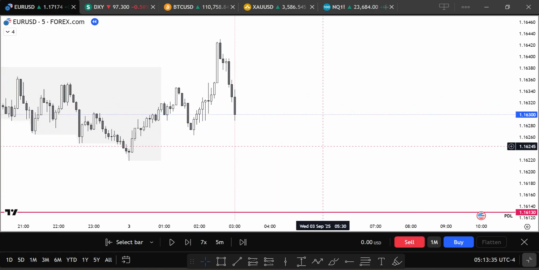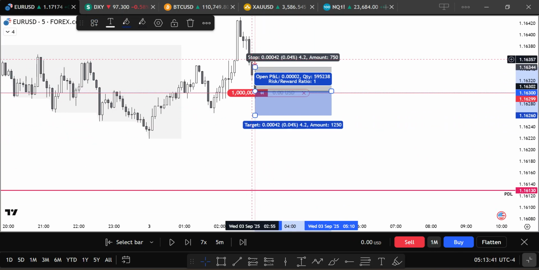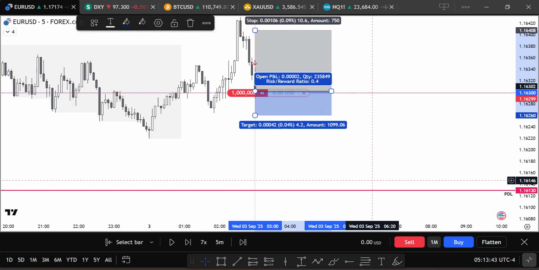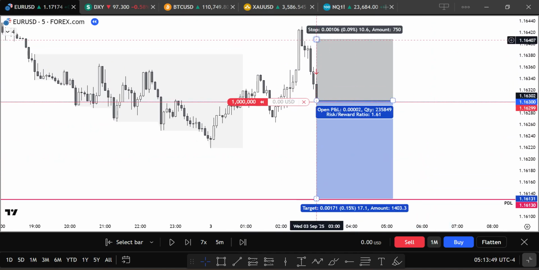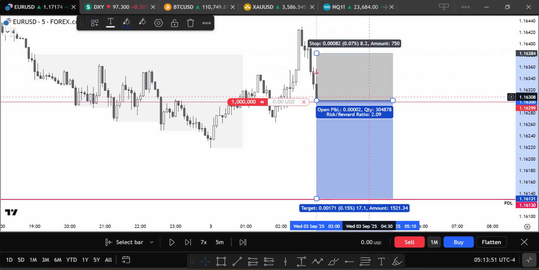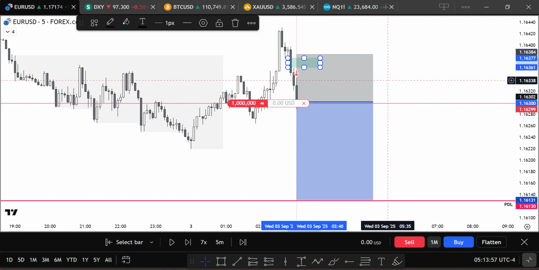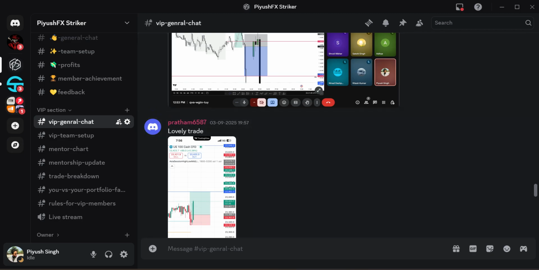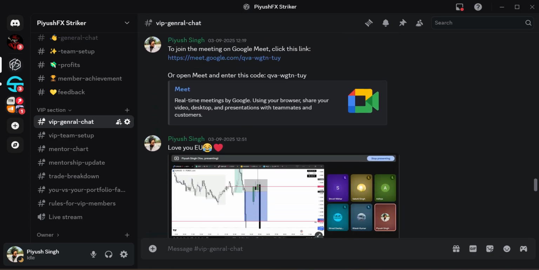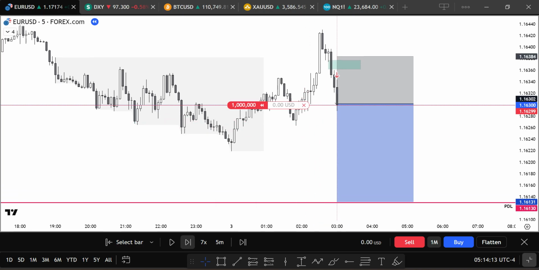Okay, I was very confident, right? Here I was very confident. I just execute here somewhere. I trail my SL above this high, I guess. And my target was this. I think I was targeting 1 is to 2 risk reward, because maybe price will go up and start respecting this FVG. Yeah, this is the trade. Personally, I execute here. On live trading, I was waiting for confirmation.